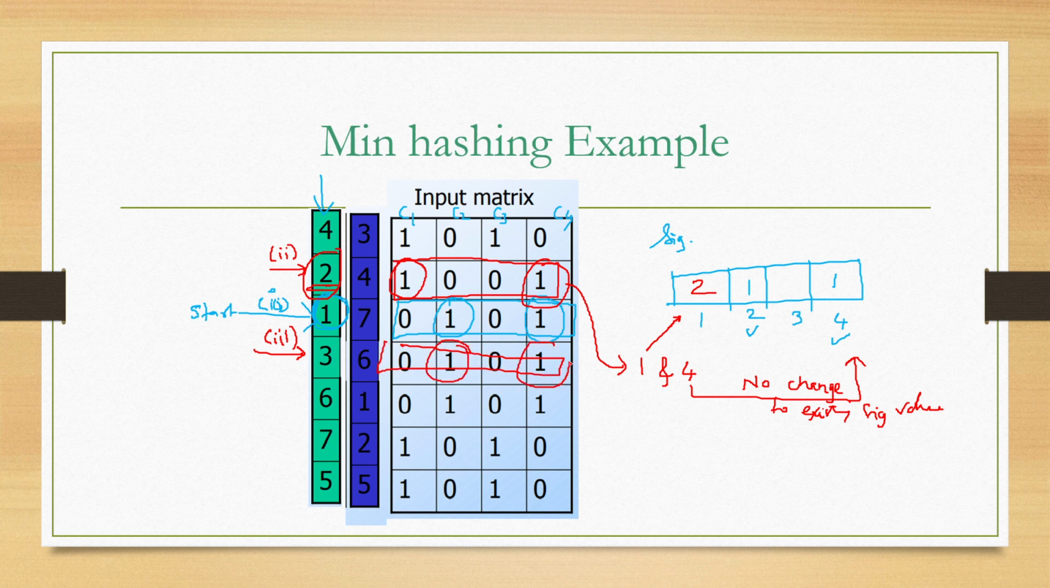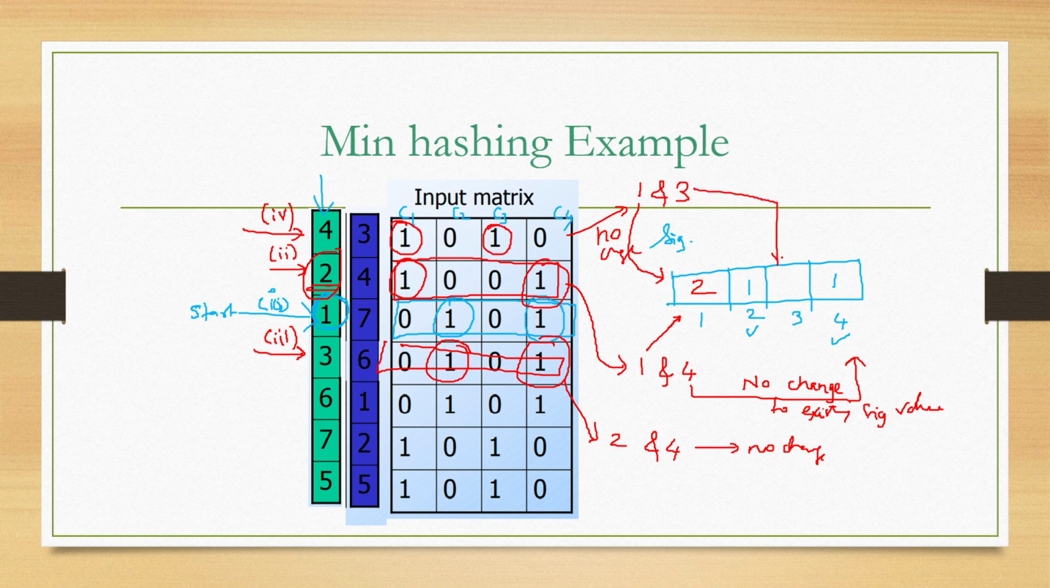C is present, 1 is present at 2 and 4. Now if you see 2 and 4 are already written, so we will make no change at 2 and 4. Next, we will go to 4, and if you see 1 is present at 1 and 3. So it is present at 1 and 3. 1, if you see, there is already a signature present, so we will not make any change.